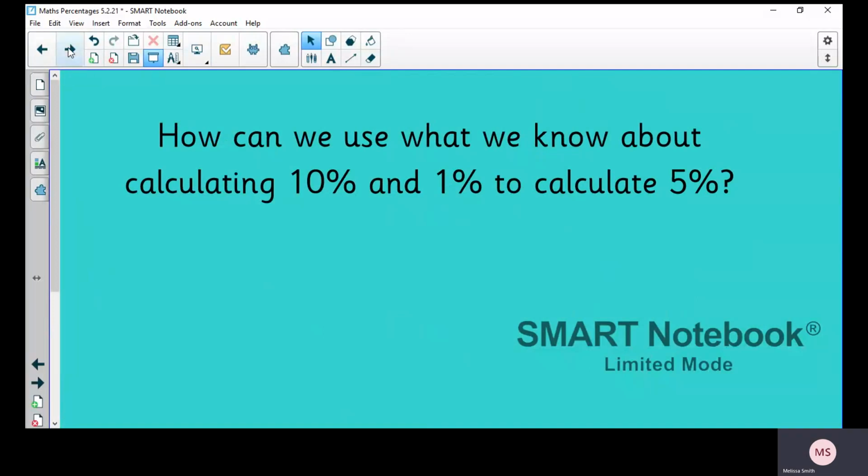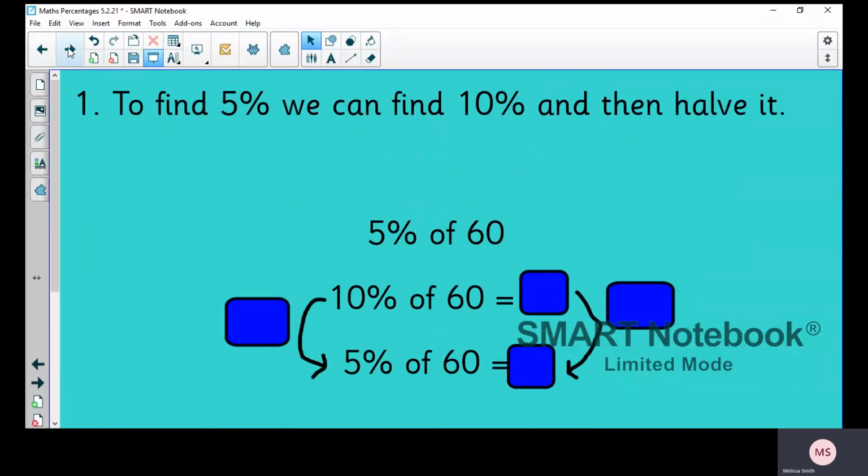Right, let's have a look at the first way. Now I think this way is the easiest, but it's up to you which method you choose for finding 5%. So one way we can do this is we can find 10% of the number and then we can halve that. So I have my question here, 5% of 60. So I use what I know. We already know how to find 10% of a number. How do we find 10%? We divide by 10. So what is 60 divided by 10? The answer is 6.